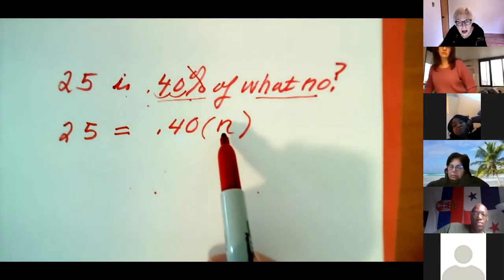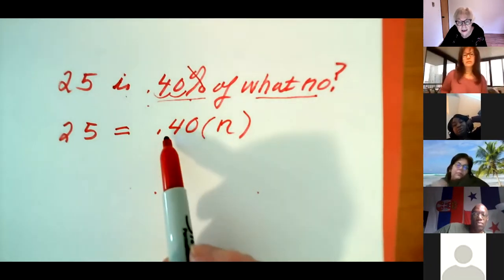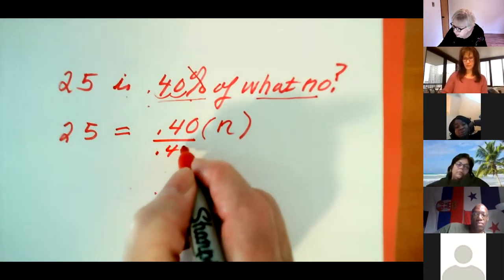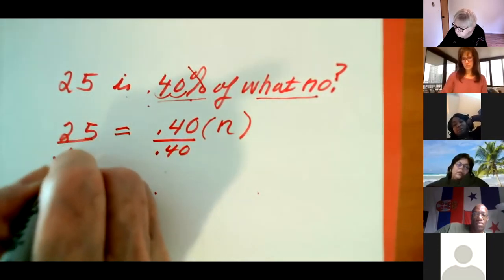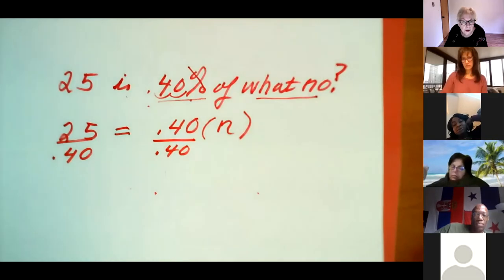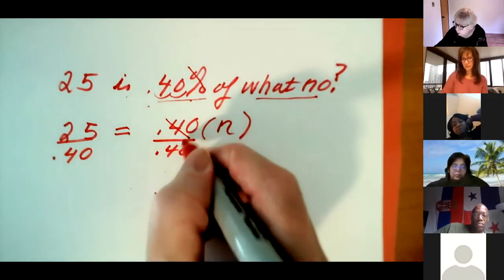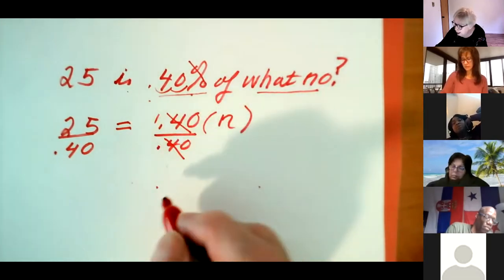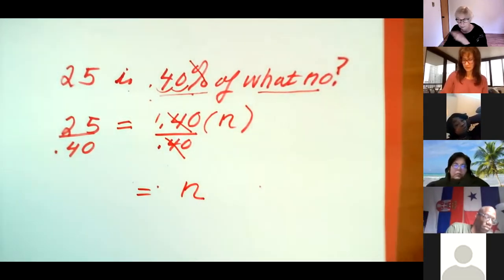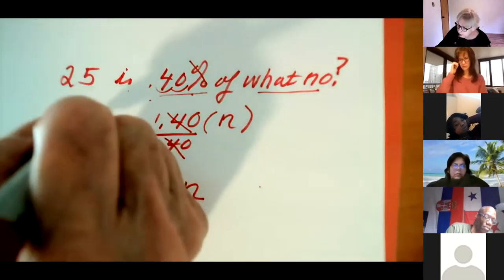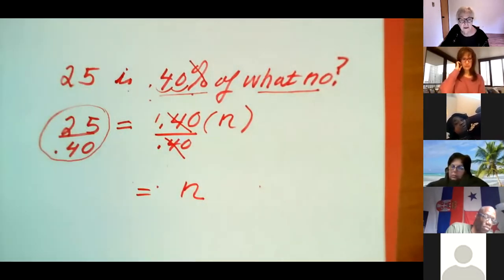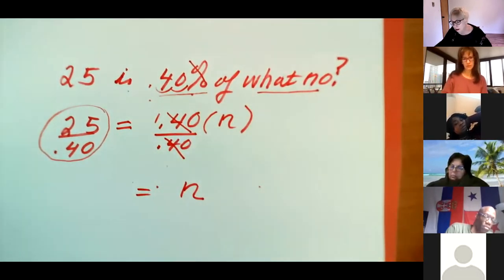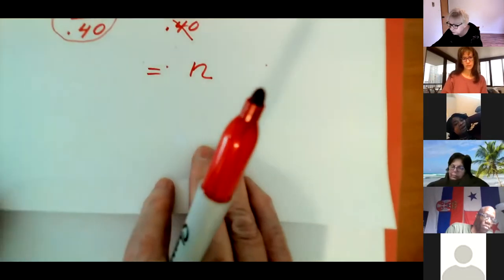Because I want to know this, and it's multiplied to 0.40, I need to divide both sides by that 0.40, like it or not. The 0.40s hit the dust. The result is 1n, which is n. This is the answer, but I have to make it decent. This is a fraction including a decimal in it. I don't want that at all.